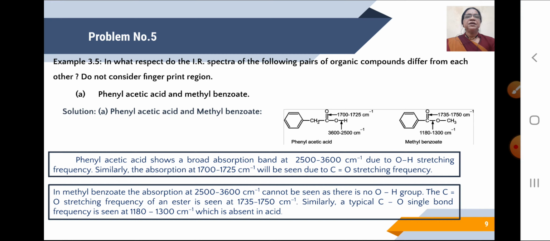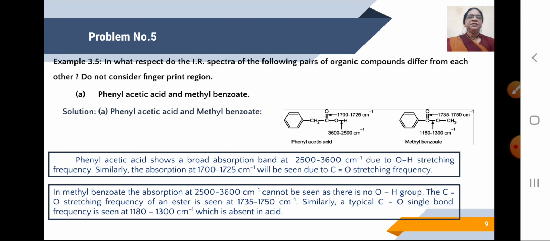Now the next one: in what respect do the IR spectra of the following pairs of organic compounds differ from each other? Do not consider the fingerprint region. You are given phenylacetic acid and methyl benzoate. You have to differentiate them; both are isomers.